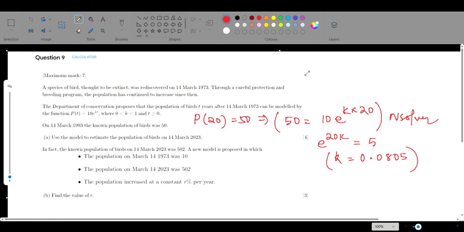It's not simple interest, it's a compound interest kind of thing. It's not simple.